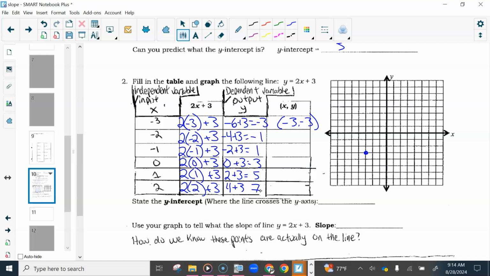And then I'm going to put the x and the y together as ordered pairs. So -2, -1, -1, 1, 0, 3, 1, 5, and 2, 7. And then I'm going to plot the rest of those points.